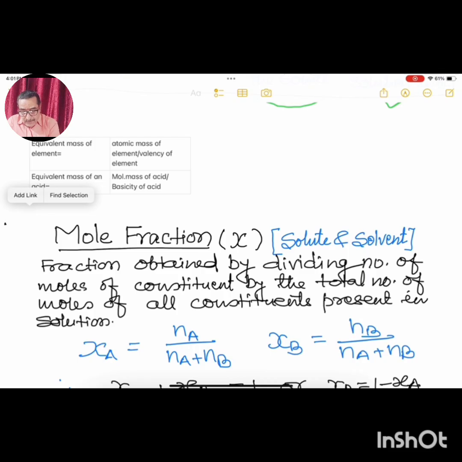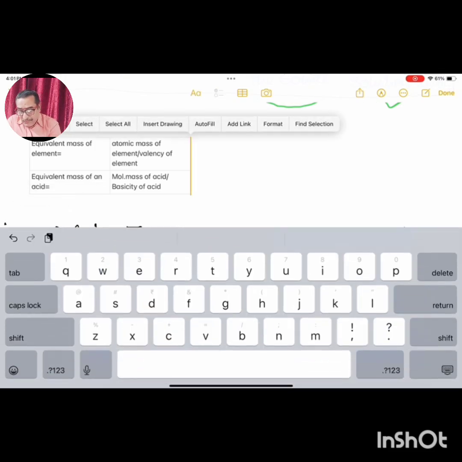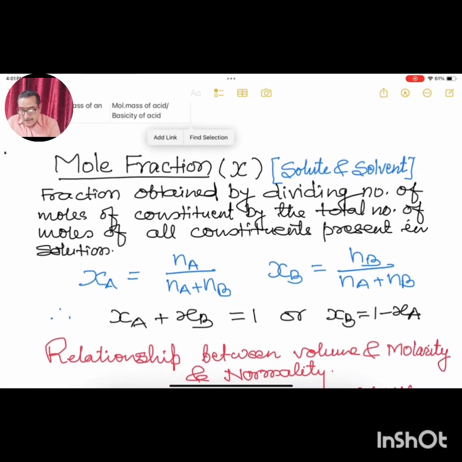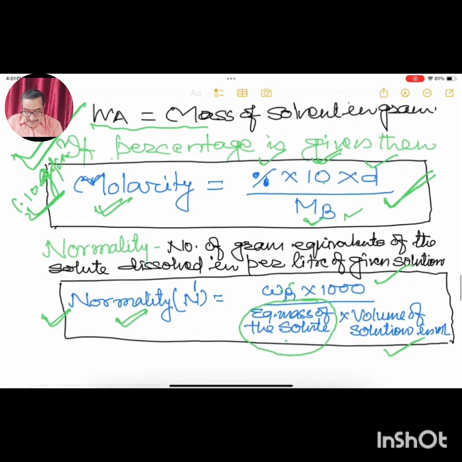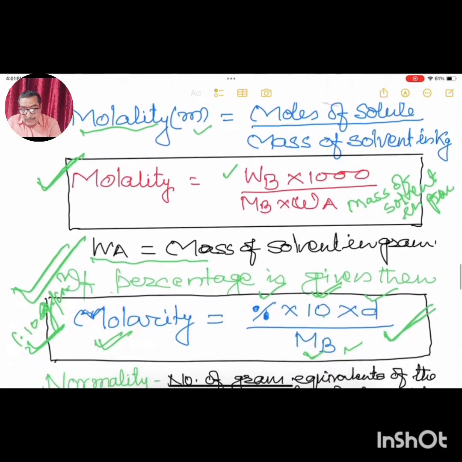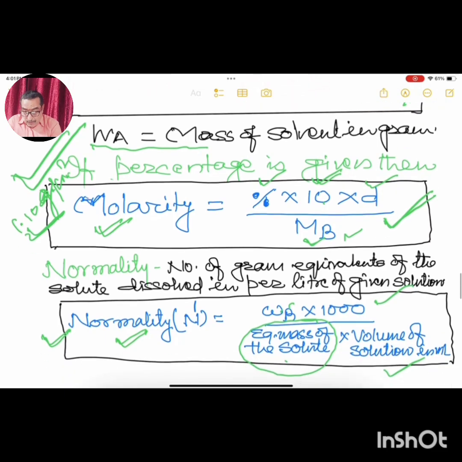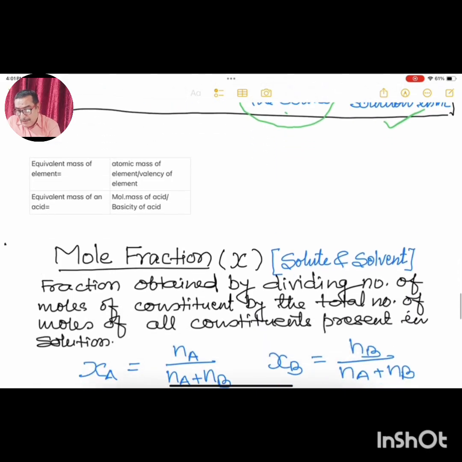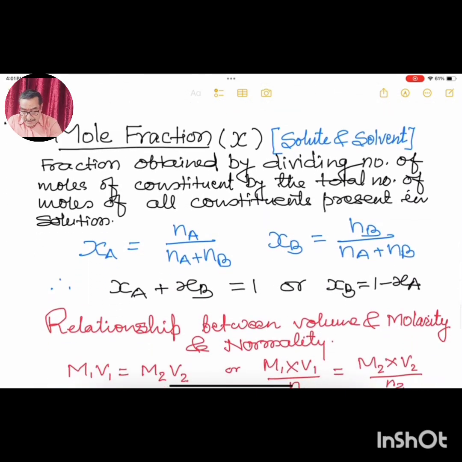Like that, if you want to calculate the equivalent mass of a base, then it is the molar mass of the base divided by the acidity of the base. So these four things are very important from the numerical point of view: molarity, molality especially, and when molarity is treated as formality, and normality, which I just mentioned here, is not in our syllabus. Now come to the fourth one, mole fraction.